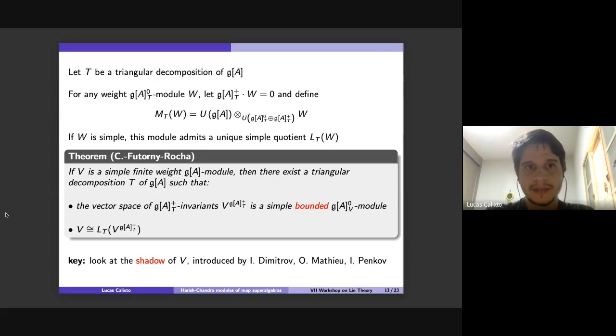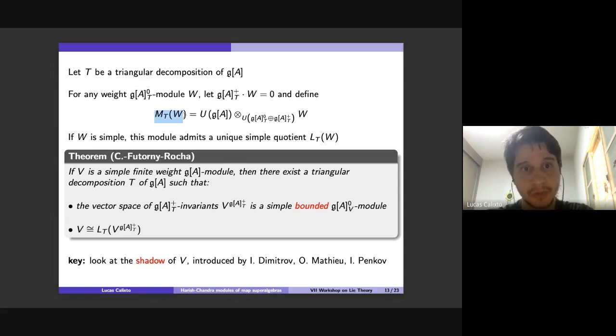So let's assume that T is a triangular decomposition of GA. Then for any weight G0, GA0 module, W, we can ask for the positive part to act trivially on W, and then we can just take the induced module. So again, those who have taken the algebra course, for example, have seen Verma modules, for instance. This construction here is a little bit more general than Verma modules, but it follows the same spirit, right? So these are also called generalized Verma modules by many people. Right? So we have this induced module.